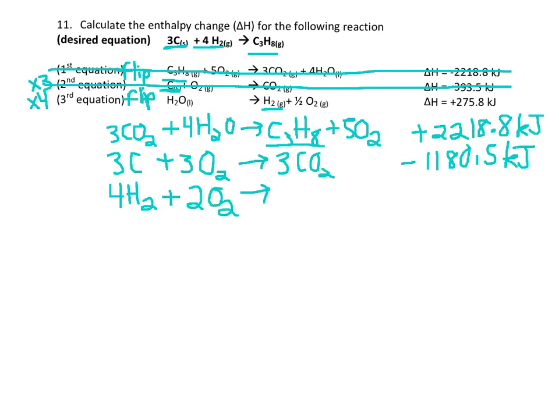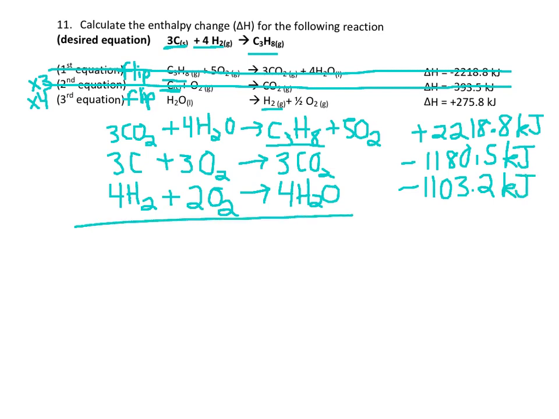And then on the right, I'm going to end up with 4 waters. So you have to multiply your delta H by 4 and flip it. That becomes negative 1103.2 kilojoules. Okay, now comes the fun part of canceling everything out.